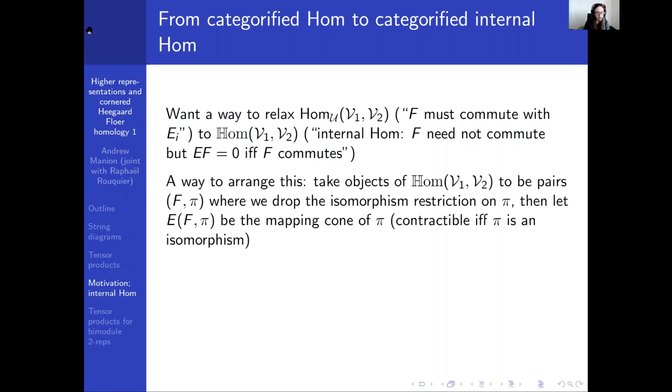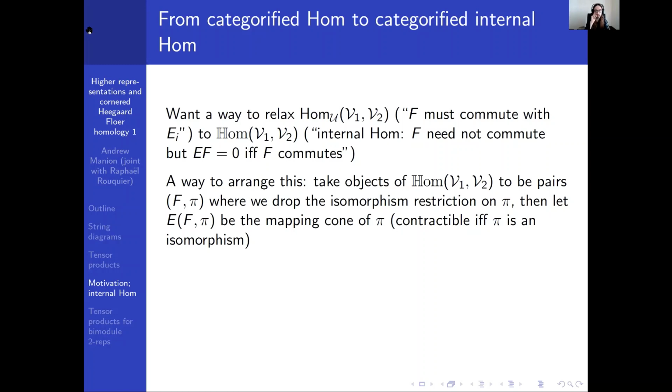So how would I arrange that? Well, here's one way, and this is maybe the crucial piece of the definition: I'm going to take the objects of this internal hom from v1 to v2, the early categorified hom over k, to still be pairs f pi, but I'm just going to laxify the pi. I'm going to not require it's an isomorphism anymore, okay? But it's always going to still be part of the data because I'm going to use it to build the internal action on the internal hom.